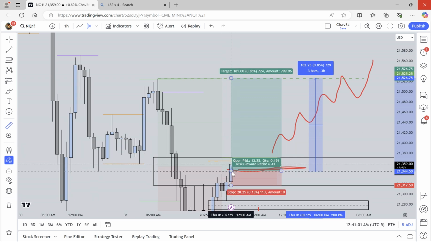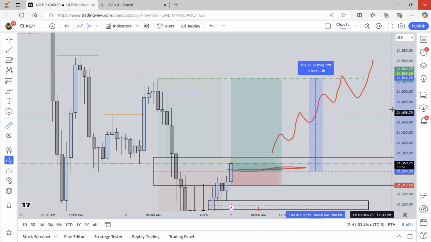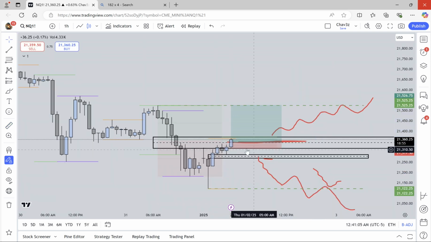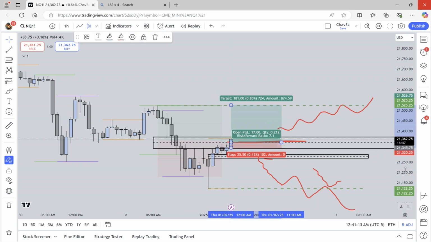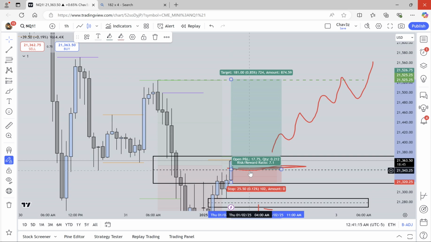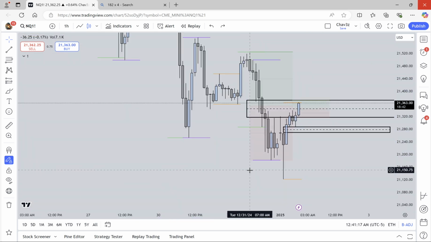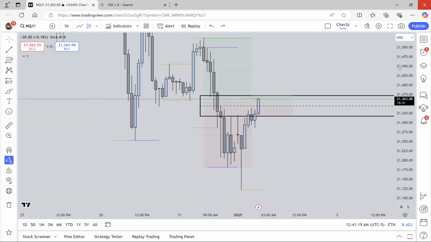We get in here, we use the PD array low, the PD array that we're trading in, right? We're not going to use this PD array, which is the whole range. That's insane. We're going to use a nice tight stop loss on the PD array that we're trading in, which is the 4-hour. Hopefully that makes a little bit of sense.